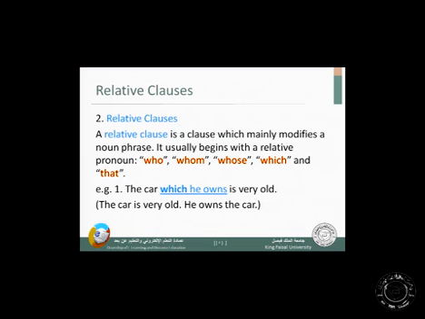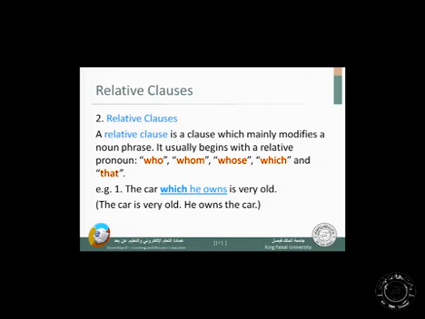In example 1 that we have here, the car which he owns is very old. The car which he owns is very old. Here the subordinate clause is which he owns. This subordinate clause is called a relative clause. It starts with the relative pronoun which, and its function is to modify the noun phrase the car. So now we know more about the car thanks to this relative clause.